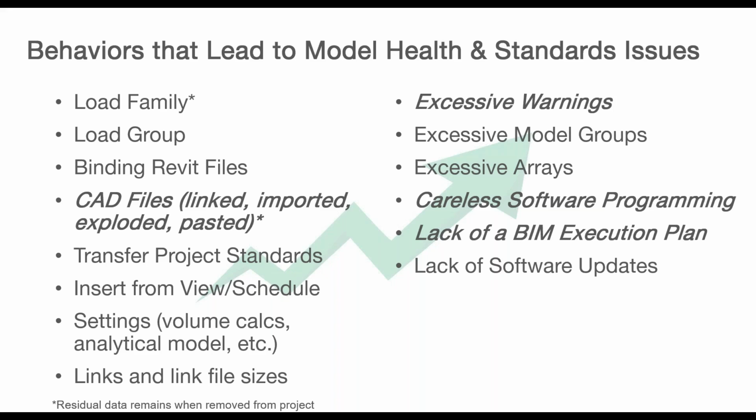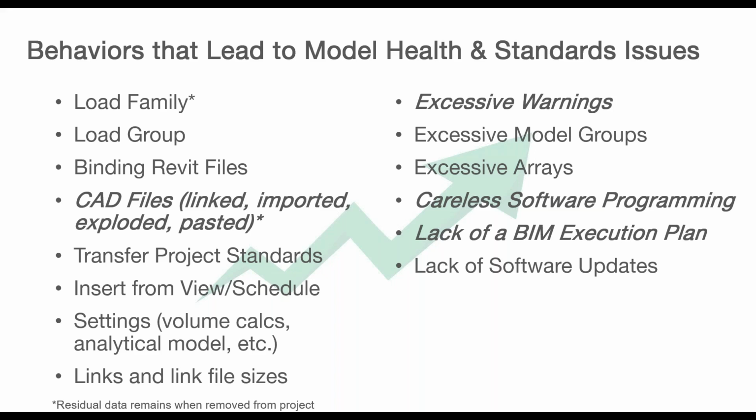Transfer project standards. A lot of times you select a category thinking, okay, it's all I'm bringing in. But in fact, you brought in a lot more with it. And Revit doesn't tell you what else it brought in as a result of transferring project standards. And other things that cause performance issues can be settings, especially for those of you that are on the MEP side of things or the structural side of things where you're turning on some volume calculations or analytical stuff. That just inherently can cause some performance issues as well.